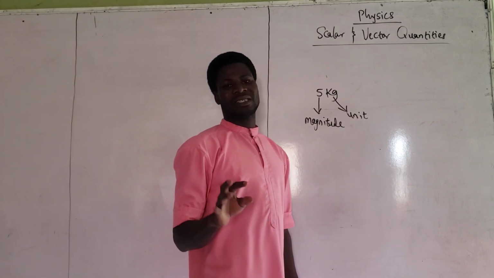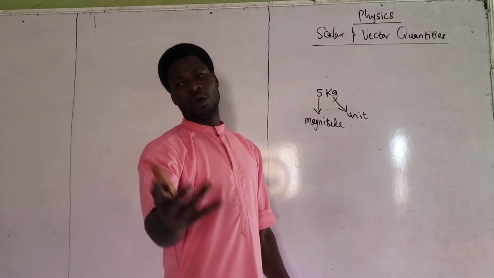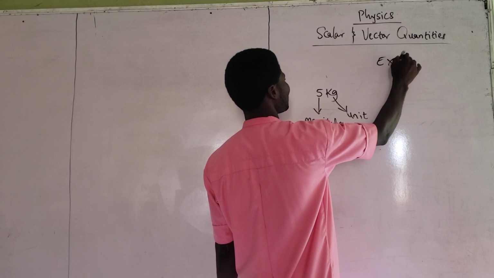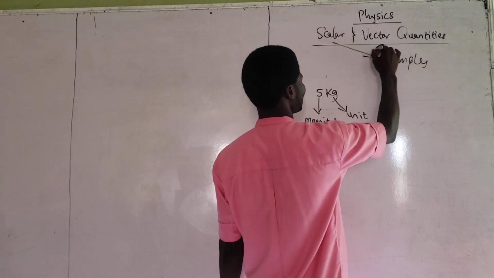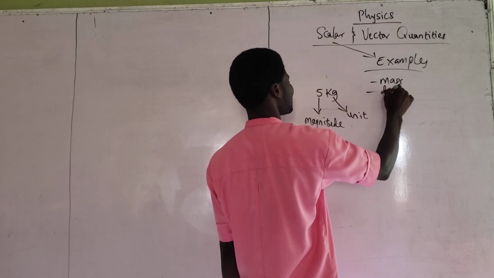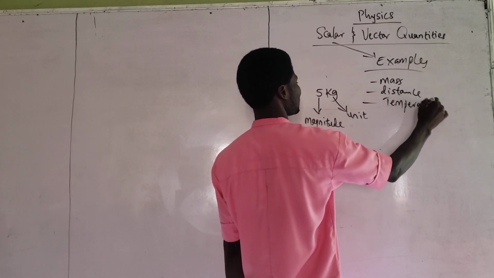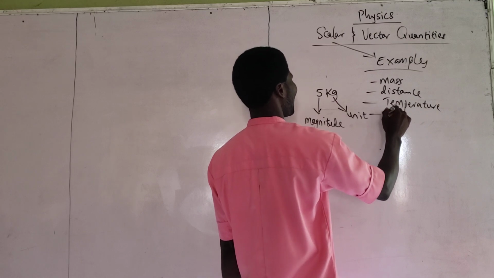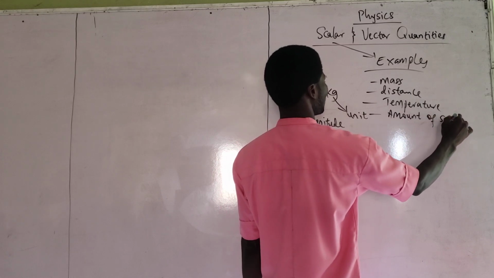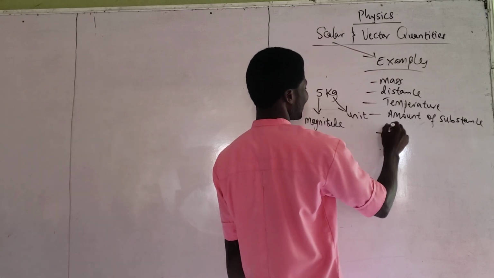So invariably, scalar quantities can only be described by their magnitude and unit. So what are the examples of scalar quantities now? Examples of scalar quantities, we have mass, we have distance, we have temperature, we have amount of substance, we have what again? Electric current.